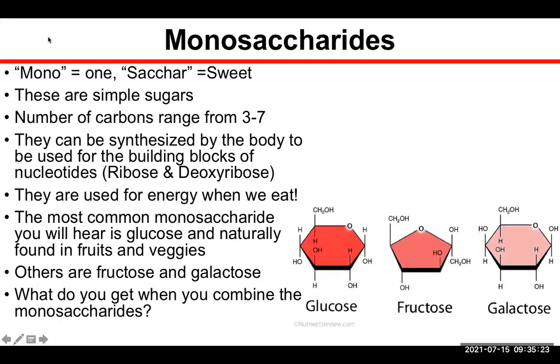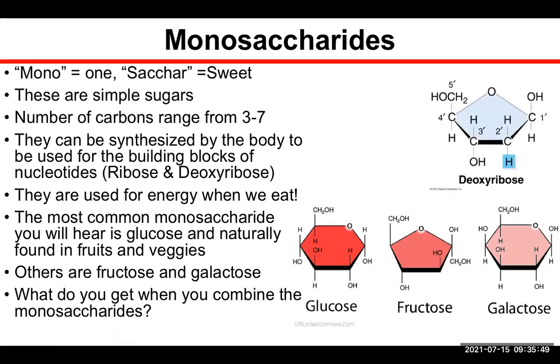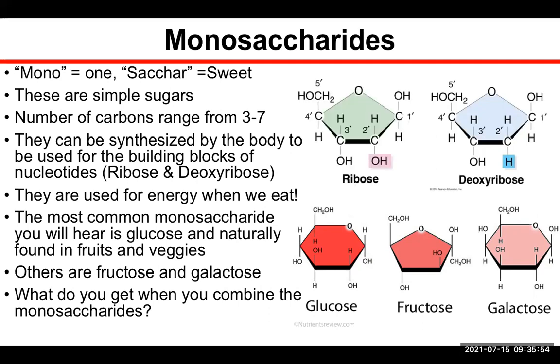So let's go ahead and start at the very basic unit of what a carbohydrate is. All carbohydrates are made of monosaccharides, mono meaning one and saccharide meaning sweet, so just one sweet molecule. They're made out of a range of different numbers of carbons, anywhere from 3 to 7. They are associated with our body being able to synthesize the building blocks of nucleotides, such as ribose and deoxyribose, as I covered in lecture 2.